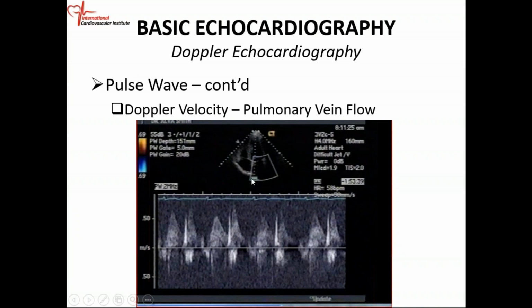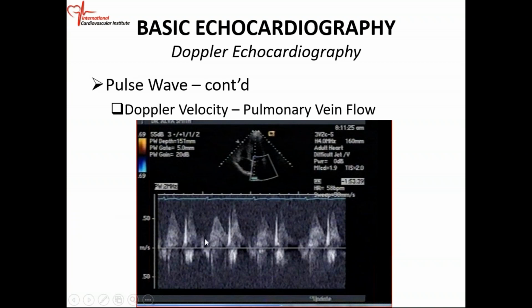Remember that blood is going to flow from the pulmonary vein into the left atrium. When the blood is oxygenated in the lungs, the oxygenated blood is going to travel via pulmonary veins into the left atrium. So the blood is going to flow from the pulmonary veins into the left atrium and towards the transducer. So the blood is flowing towards the transducer.